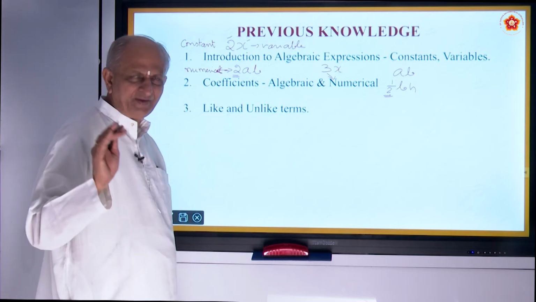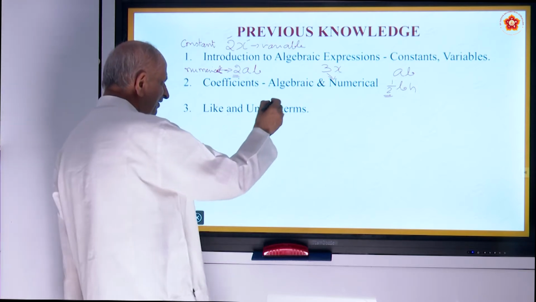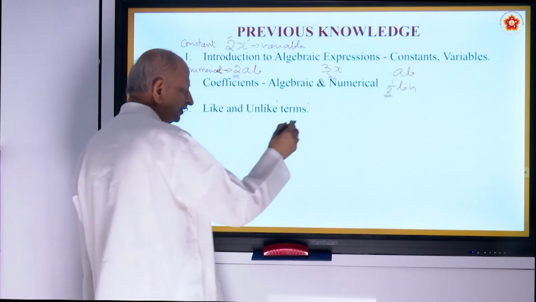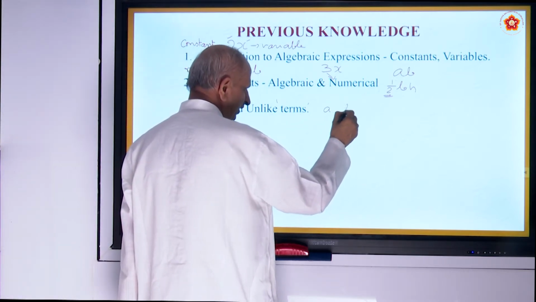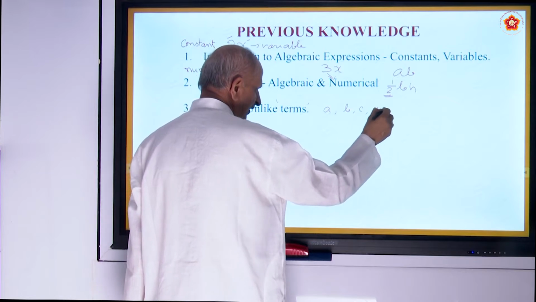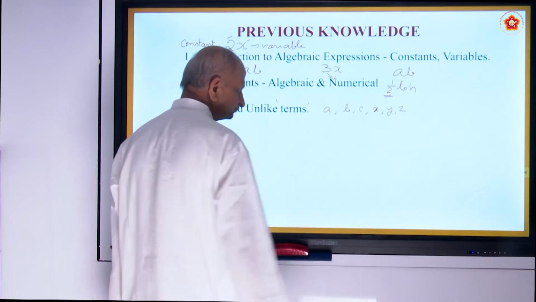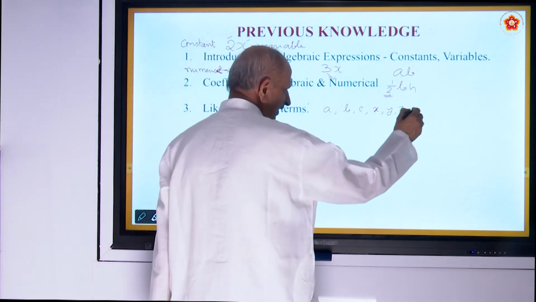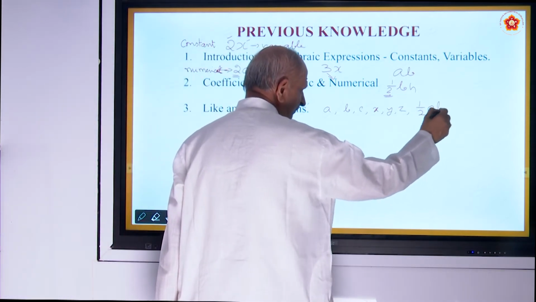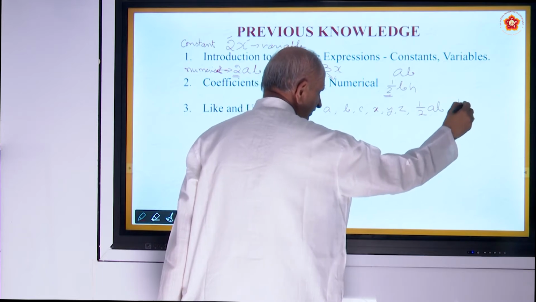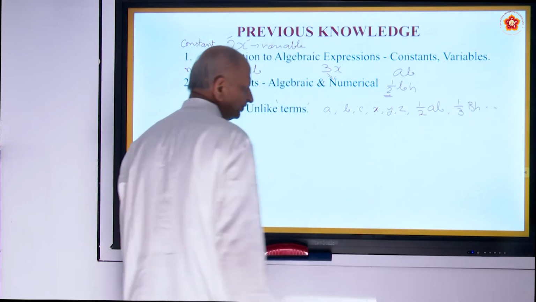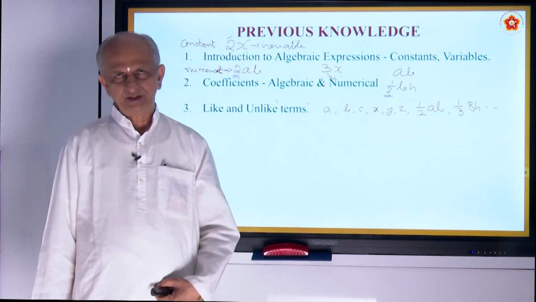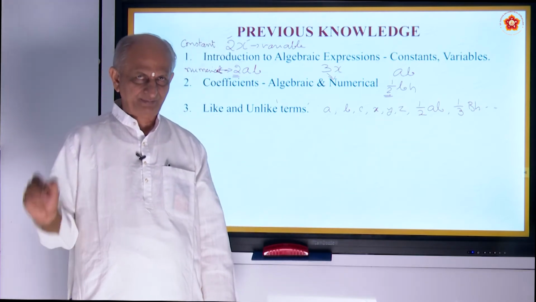And also there is a very interesting thing called terms in algebra. What will be terms? Terms will be unknowns like a, b, c, x, y, z, etc. These are called terms in algebra. Or it may be like this also, half of ab, 1/3 bh, etc. They are also terms. Even though they are multiplied by some numbers or numerical thing, they are also called terms.